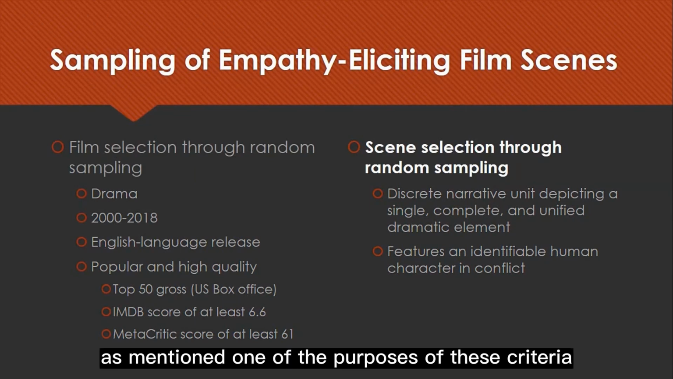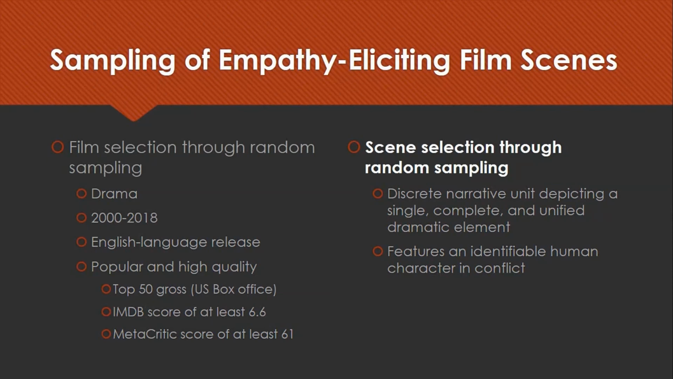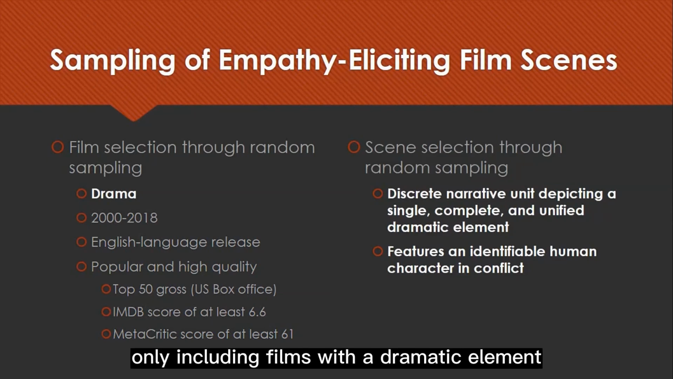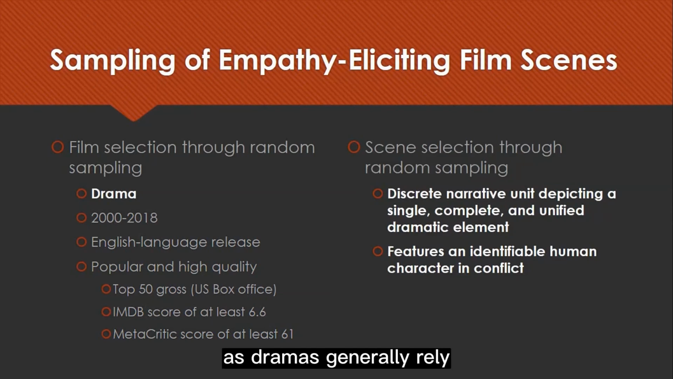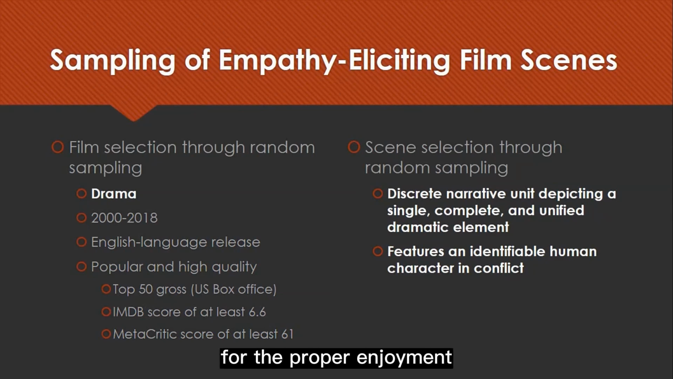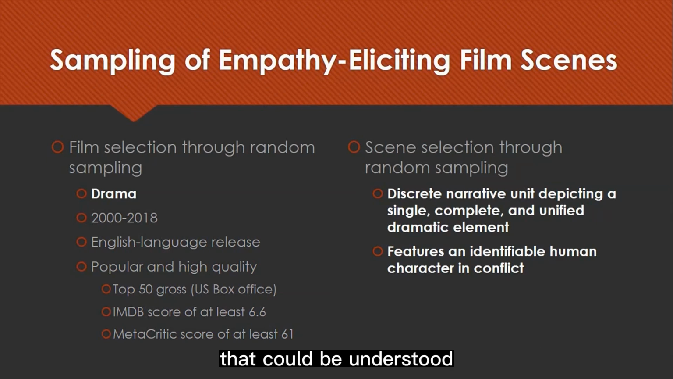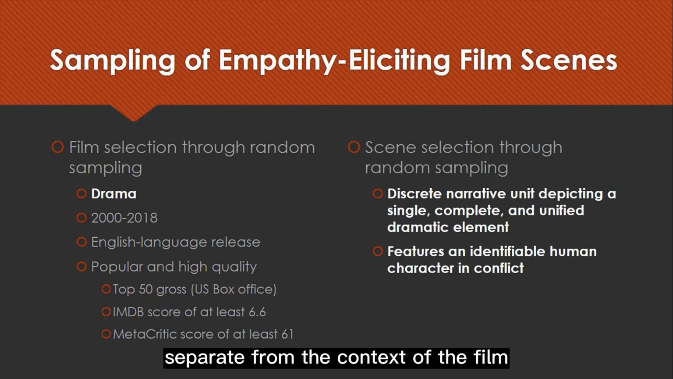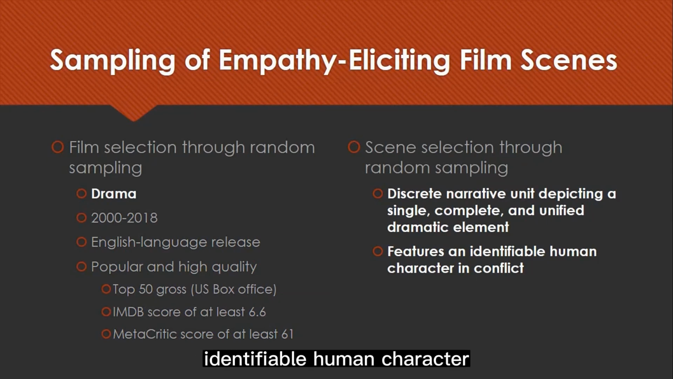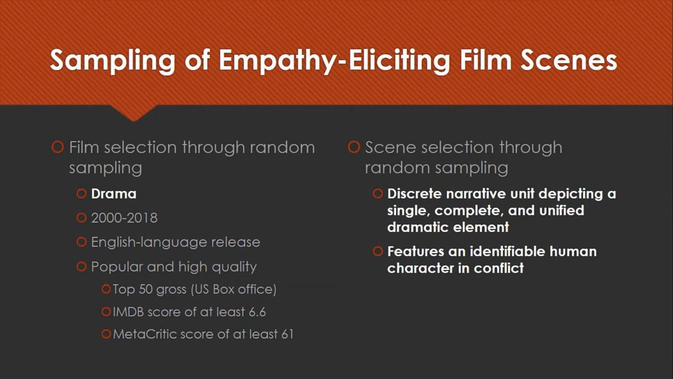As mentioned, one of the purposes of these criteria was to identify scenes that could reasonably be expected to elicit empathy. We did this by only including films with a dramatic element, as dramas generally rely on the viewer's emotional and empathic engagement for their proper enjoyment. We also only included scenes that conveyed a single and complete narrative unit that could be understood separate from the context of the film, and that featured at least one identifiable human character experiencing some sort of conflict.